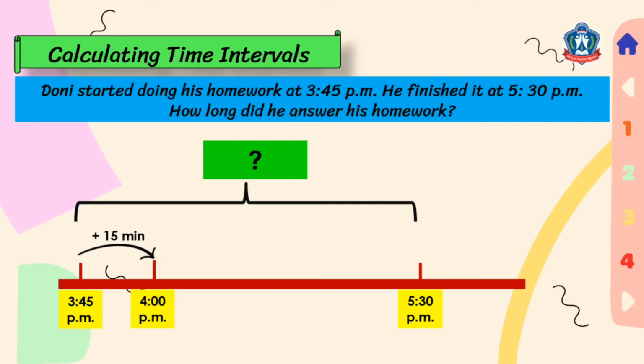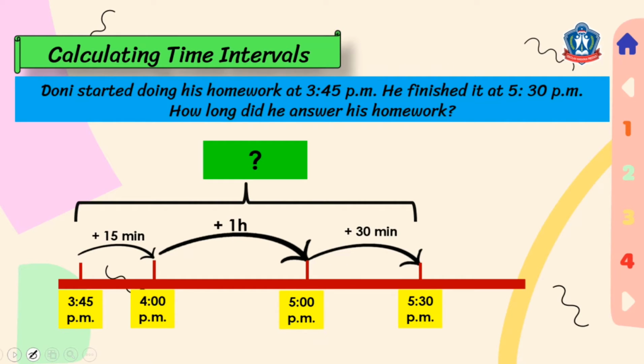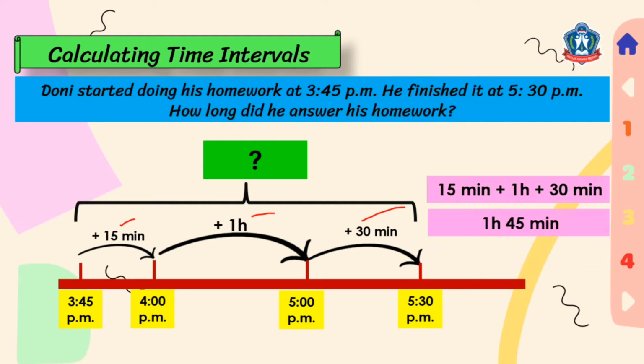Next, we will move to the next hour after 4 p.m. and that is, if we add 1 hour, 5 p.m. Now, we are looking for 5:30 p.m. So, from 5 to 5:30 p.m., how many minutes? That is 30 minutes. So, we can solve it now. All we have to do is to add 15 minutes, 1 hour, and 30 minutes, and that is equal to 1 hour and 45 minutes. We only add 15 and 30. So, Johnny answered his homework for 1 hour and 45 minutes.